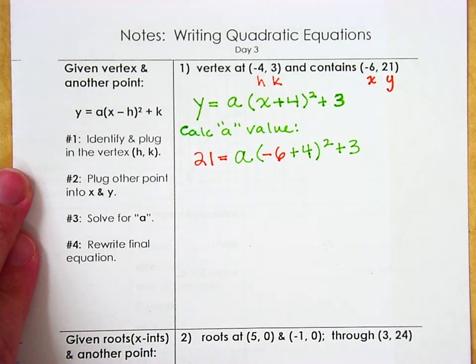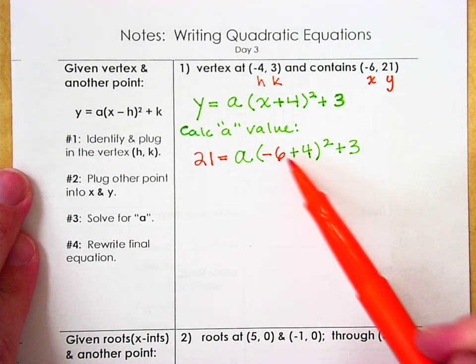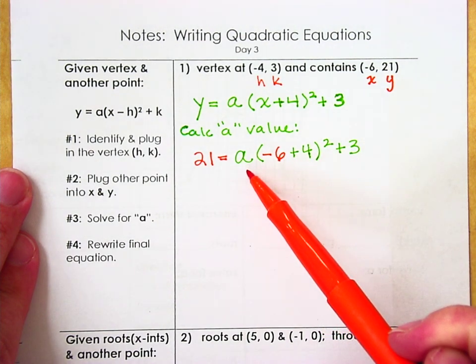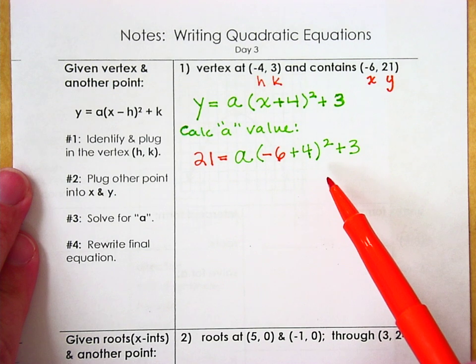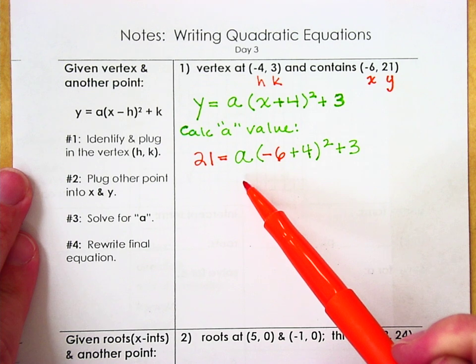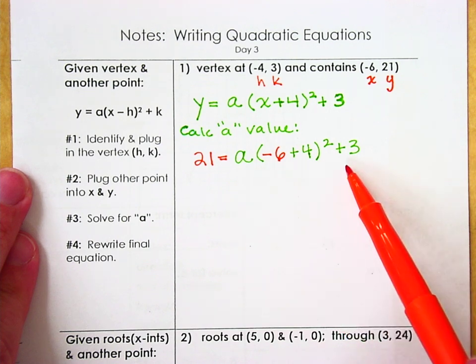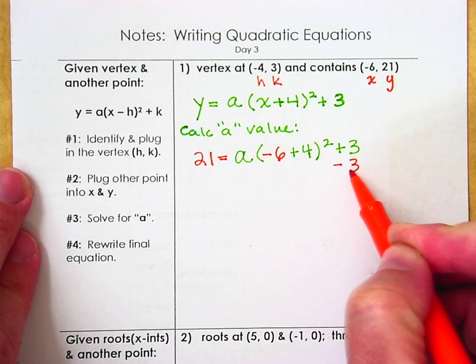So now I have an equation where I have all numbers except just the a. So now I can solve to get the a by itself. So we're going to go ahead and remember how we peeled away layers when we were working with absolute values. We're going to do something kind of similar. We're going to remove all the layers until the a is all by itself. So the first number that needs to go away is the positive 3. So we're going to subtract 3 on both sides.